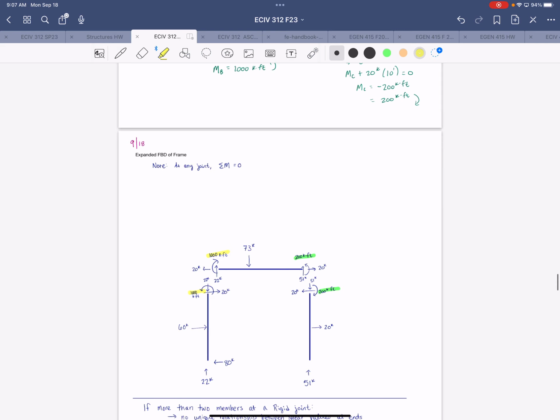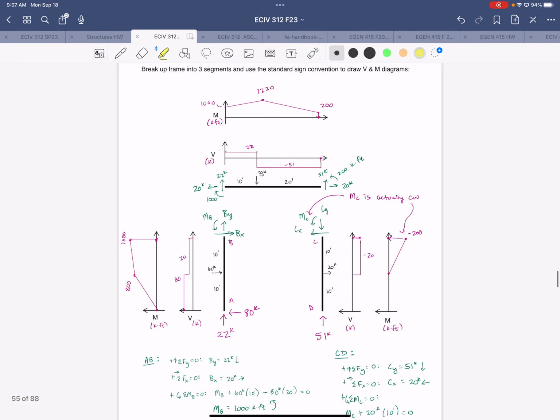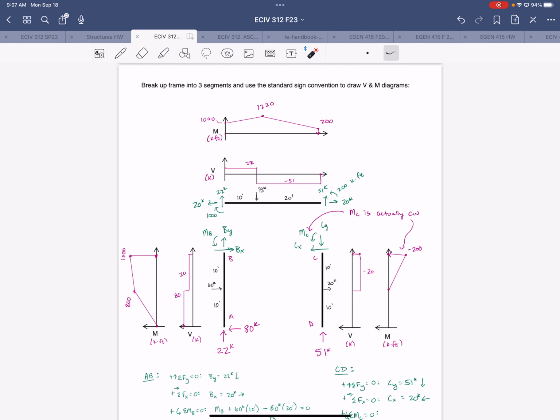Now, one interesting thing to point out about that, look at the moment diagrams for those elements, right? So over here at joint B, you have a counterclockwise moment on the column, which is a positive moment, right, according to our sign convention for the top of a column.